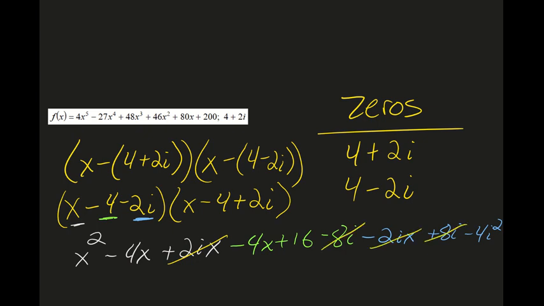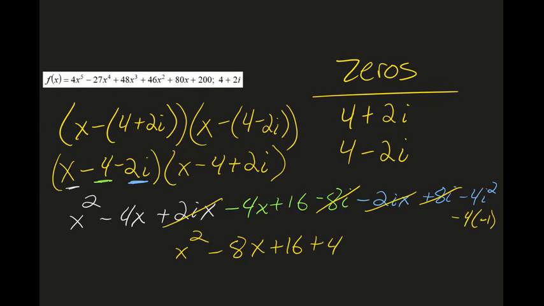Now, when we're going through this, we have a plus 2ix minus 2ix, and minus 8i plus 8i. So all our i to the first terms, all the ones that are going to have imaginary coefficients, are going to subtract to 0. Then when we combine everything else, we have x squared minus 8x plus 16, and then minus 4i squared. Remember, i squared is negative 1, so this will be plus 4. So then we combine those terms, and we'll have x squared minus 8x plus 20, and this is what we're going to use as our divisor with this polynomial. We'll finish this one in class. Thanks for watching.